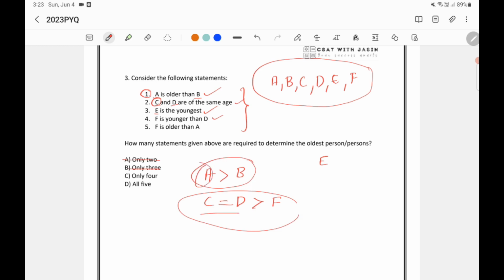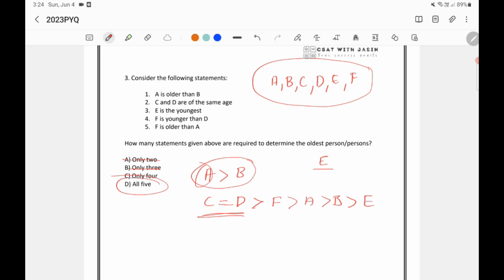We don't know. Now if you look into the fifth statement, it says that F is older than A. So F is older than A means we can draw like this. And E is the youngest, so we can draw like this. So now we can say that C and D are the oldest persons. Okay. So by using all the statements, we were able to come to the answer. So all 5 statements are required. So D is the correct answer. Okay.